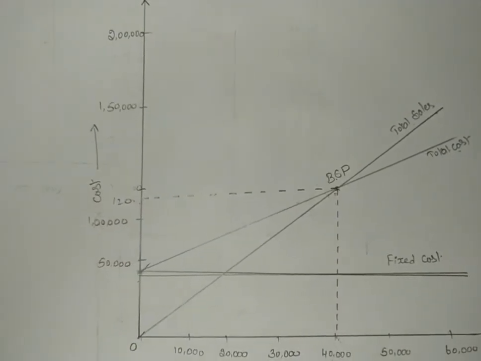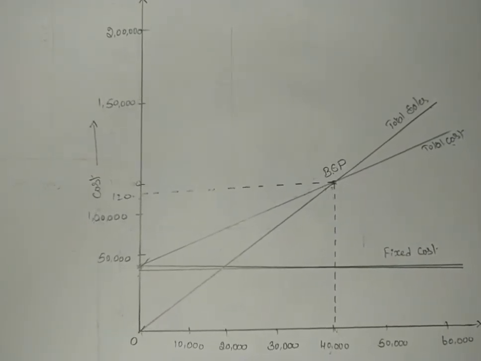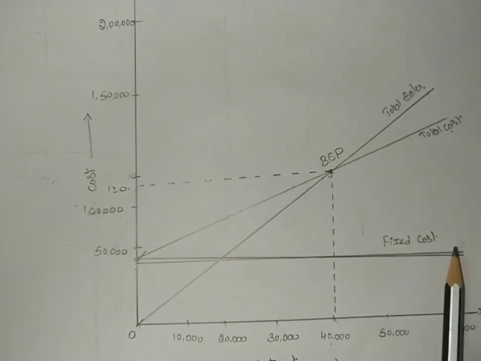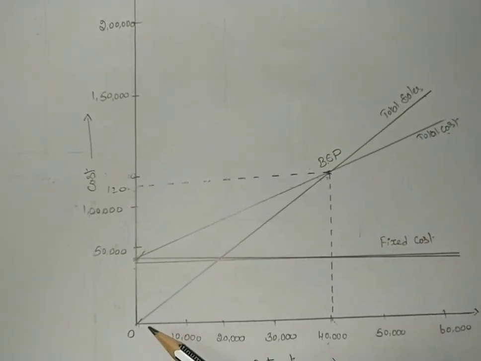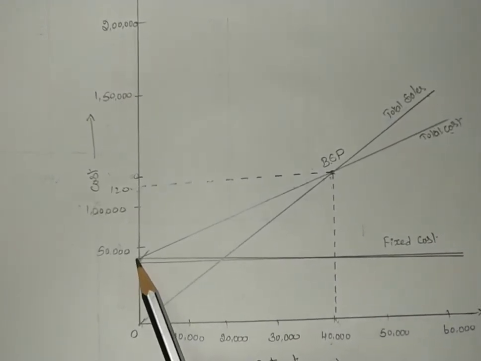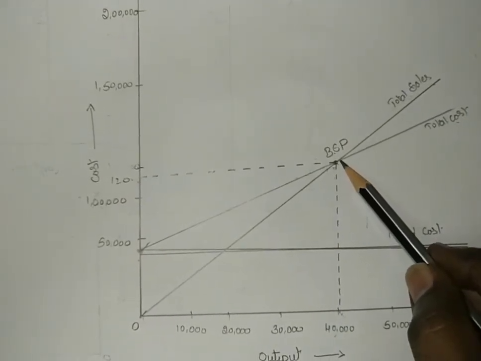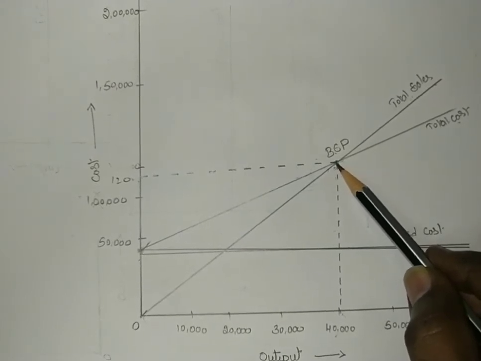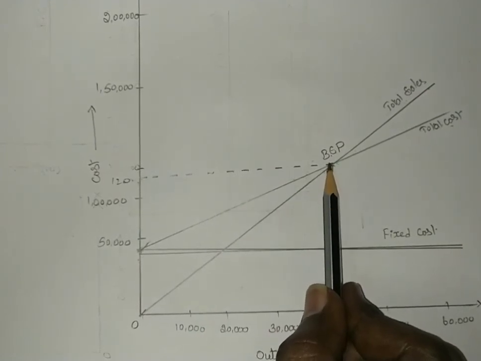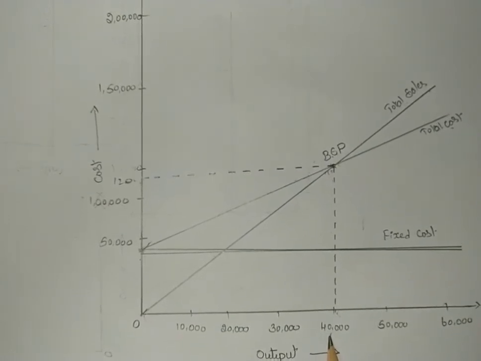This is how we draw the break-even chart. On the x-axis take output, on the y-axis take cost, and first draw the fixed cost, which remains constant. Then draw the total sales revenue curve from 0 onwards, and then the total cost curve from the fixed cost onwards. The point at which total sales and total cost meet is called the break-even point, the cost at that point is the break-even sales value, and the units are the break-even units.